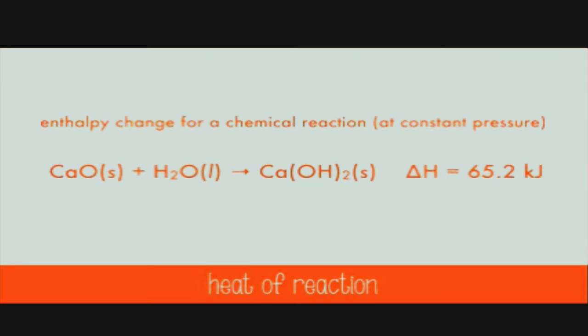The heat of a reaction is the enthalpy change for a chemical reaction. It's important to show the state of matter for each reactant and product when showing the heat of reaction, which in this case is 65.2 kilojoules. The state of matter is important because it can actually make a difference in the reaction.